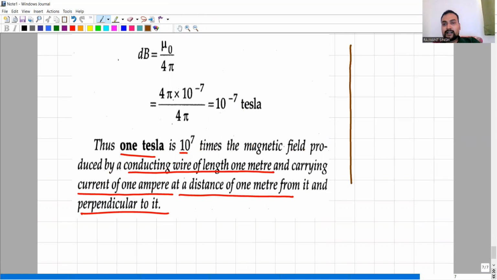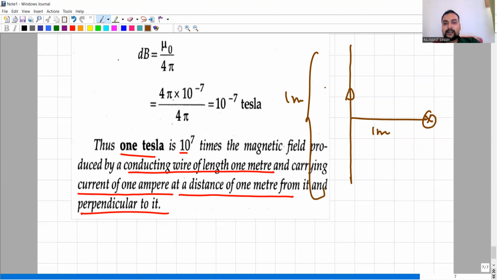So what does it mean? If you have a conducting wire, and at a distance of 1 meter from the wire, and the length of this wire is also 1 meter, and the current flowing is also 1 ampere, then the magnetic field here will be 10 raised to minus 7 Tesla. So the magnetic field from a single current wire is very small, and that is one of the reasons why we don't experience strong magnetic fields from the wires around us. The magnetic field created by a 1 ampere wire is pretty small, 10 raised to minus 7 Tesla.